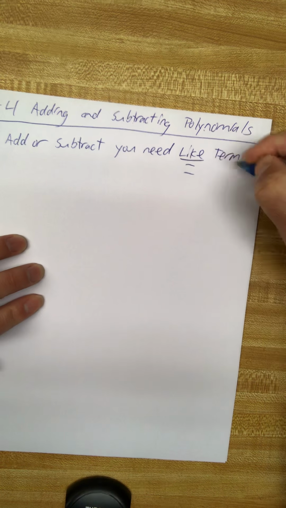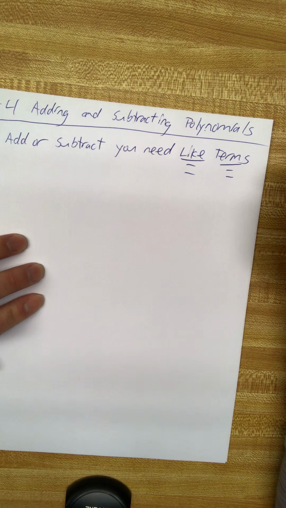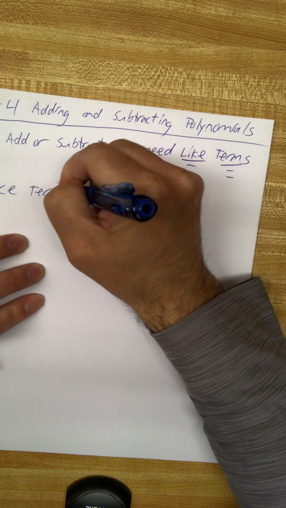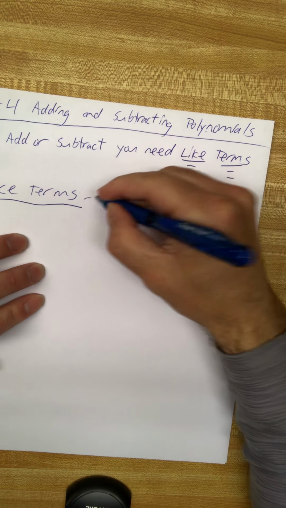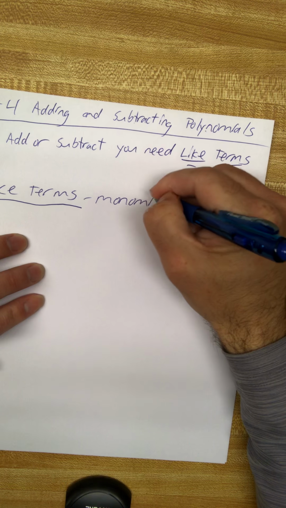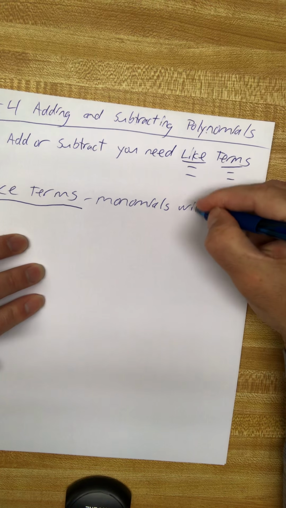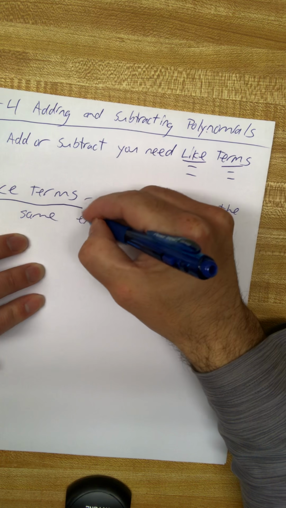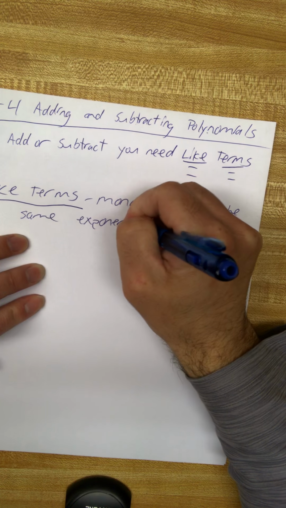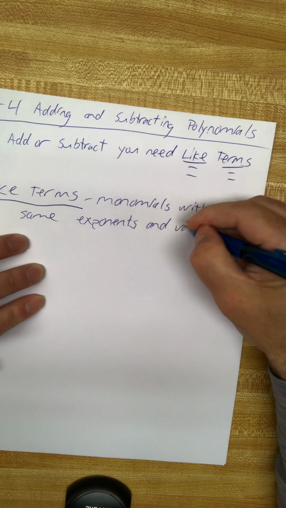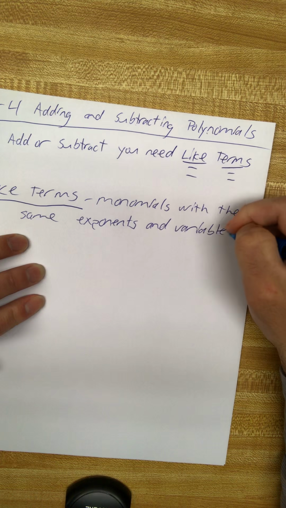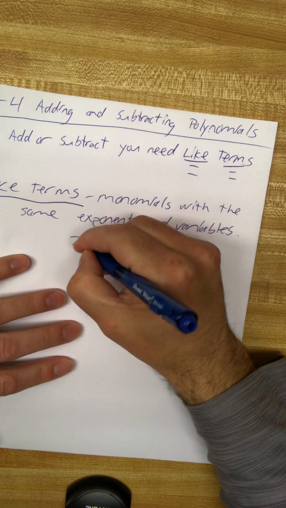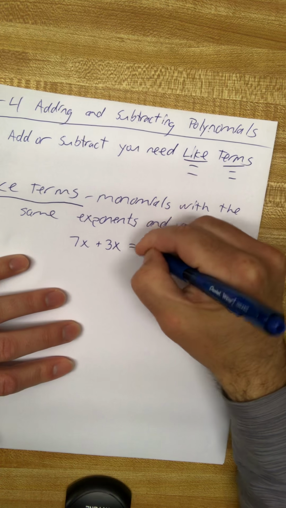So that's our big idea here. You need like terms. What I mean by like terms is monomials with the same exponents and variables. Some easy examples of this would be 7x plus 3x is 10x.